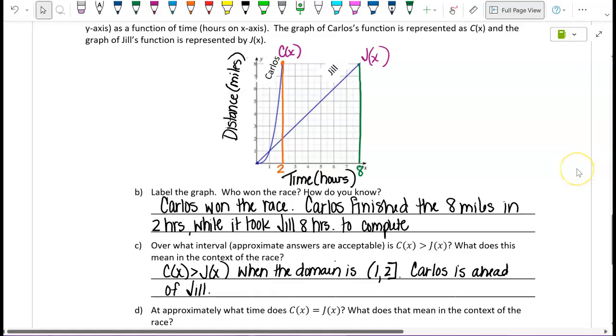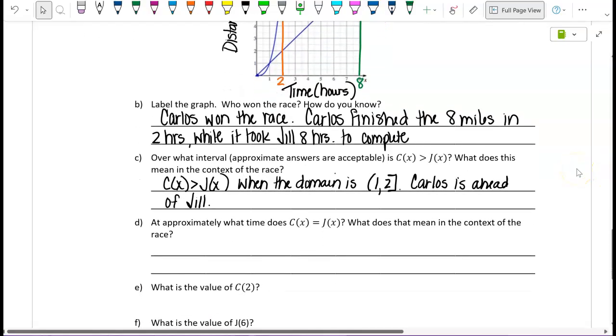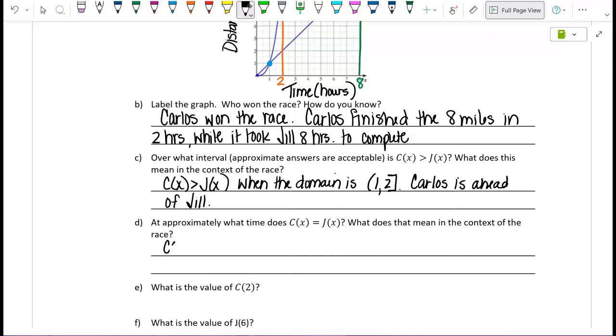At what time approximately does c of x equal j of x, and what does that mean? We can see right here at the 1 hour mark is where their two functions meet. So c of x equals j of x at the 1 hour mark. And what it means is Carlos and Jill are tied at this time.